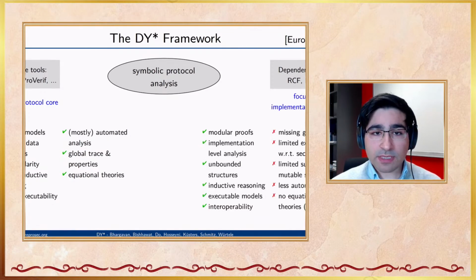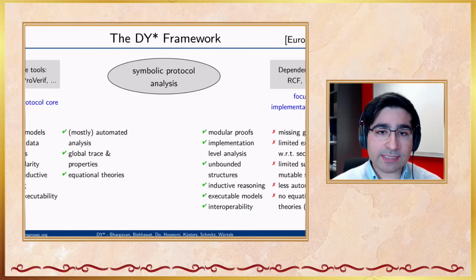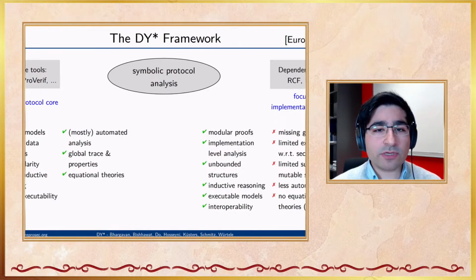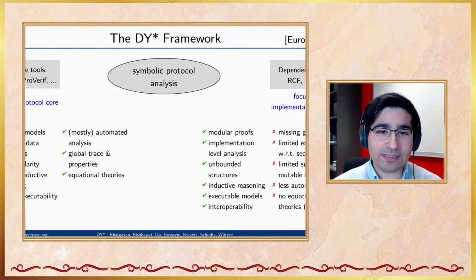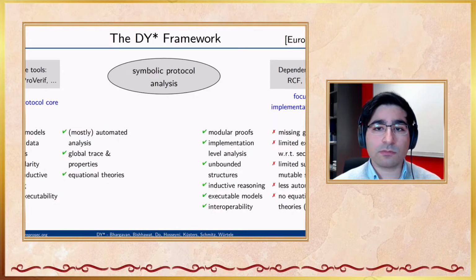Now, on the other hand, the dependent type approach focuses more on implementation aspects, which leads to modular proofs that are usually local to single functions. In turn, this means that there is no global view, which makes it hard or even impossible to state and prove properties like forward secrecy. The models are written in specialized programming languages, and therefore the analysis takes place at the implementation level, and models are not restricted in using unbounded structures and loops. And for the same reason, the models are usually executable and can even be interoperable with other protocol implementations. But in many cases, dependent type analyses require monotonic state and more user interaction to prove properties.